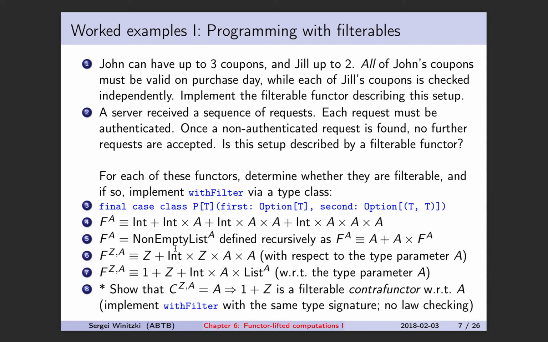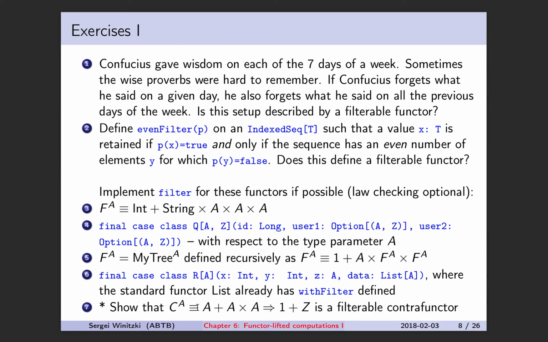The worked examples show some descriptions and type formulas for filterable functors. Also, I give an example of a filterable contrafunctor. That is a contrafunctor where the type parameter A is in a contravariant position, and that contrafunctor still has withFilter defined on it in a similar way. I give exercises for deriving the filter implementation for various situations.